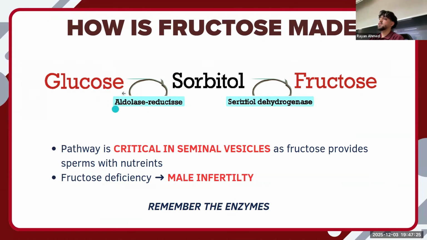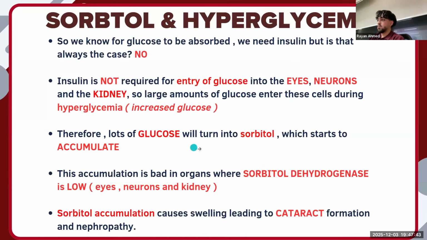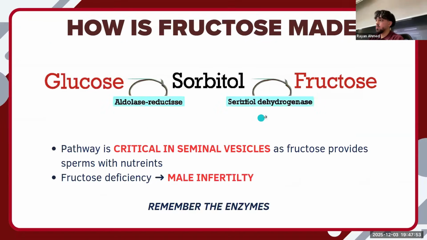In eyes, kidneys, and neurons, glucose can enter without insulin. And when you have a state of hyperglycemia, a lot of glucose can enter these areas because insulin is not required. And then this will start to accumulate, and in the eyes, kidneys, and neurons, it can be turned into sorbitol. Now, the funny thing is, in eyes, kidneys, and neurons, we don't have much sorbitol dehydrogenase. The enzyme is pretty low for eyes, neurons, and kidneys. So what does that mean? If we don't have sorbitol dehydrogenase, sorbitol will start to accumulate. Fructose is not being made.